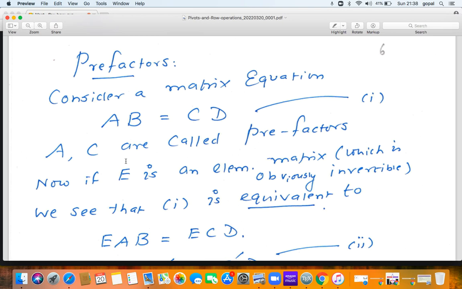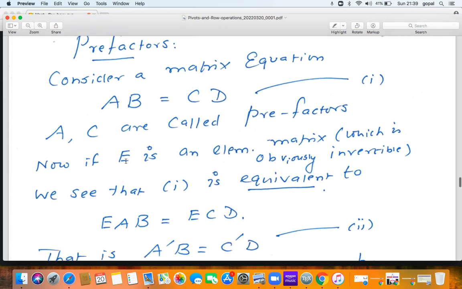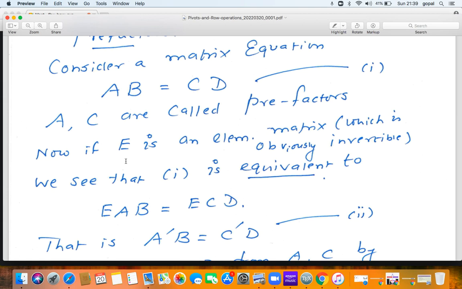Now suppose E is an elementary matrix of one of the 3 kinds, E_ijc, M_k gamma, or P_ij. E is any one of these 3 families of elementary matrices. What I can do is multiply equation number 1 on the left by E, right? So from 1 I can get EAB equals ECD. But what is EA?